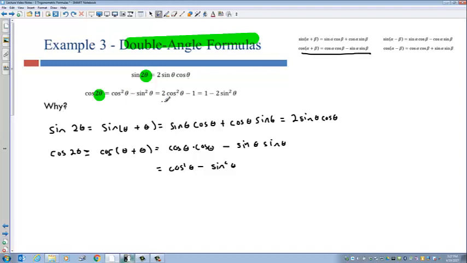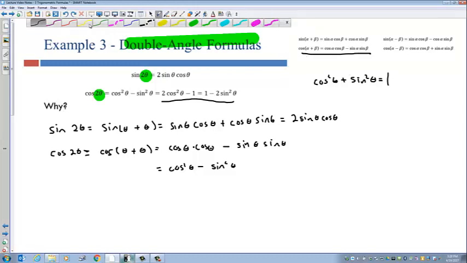Now these two pieces come from the fact that cosine squared of theta plus sine squared of theta is equal to 1. That was one of the Pythagorean identities we looked at last time. So if you take one of these identities, let's do 2 cosine squared theta minus 1, if you want to see that one.